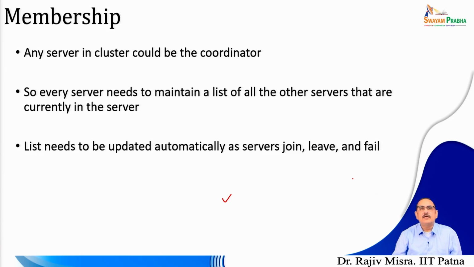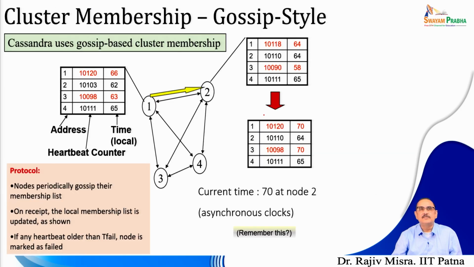Now, let us see about the membership. Any server in the cluster could be the coordinator. So, every server needs to maintain a list of all the other servers that are currently in the cluster, and this list needs to be updated automatically as servers join, leave and fail. Cluster membership is done with the help of a gossip style protocol, and Cassandra uses a gossip based cluster membership protocol.